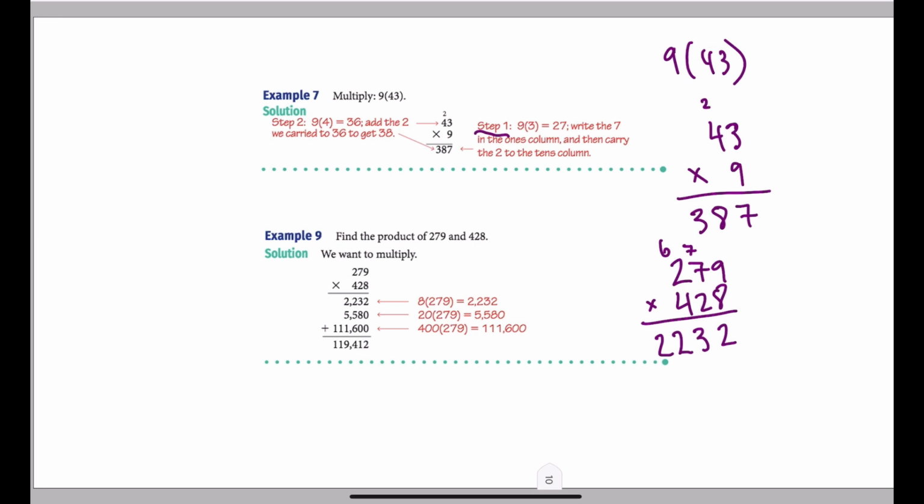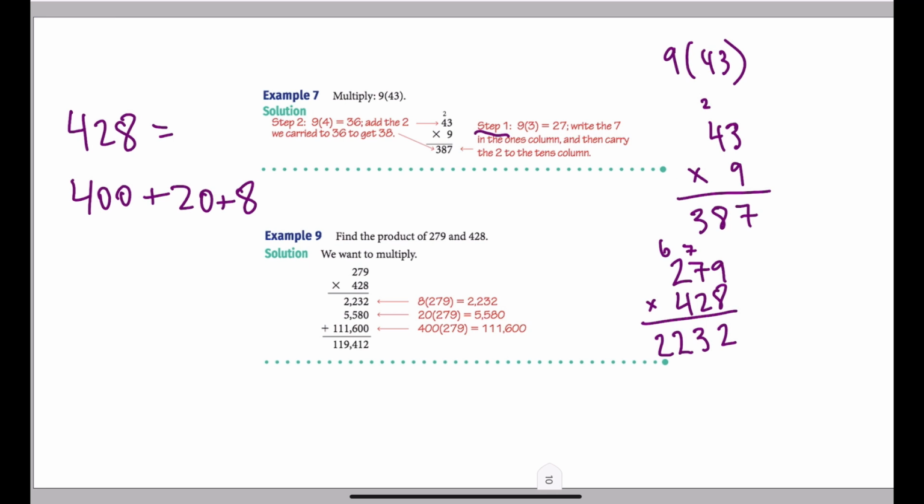Whenever you multiply and you get more than one digit, it's going to have to carry over somewhere, and it carries over to the next place value. Let's have a look at the next part. Now that was just 8 times 279. Remember the expanded form of 428? It's 400 plus 20 plus 8. The distributive property says I have to multiply each part times the 279. So that's essentially what I'm doing.